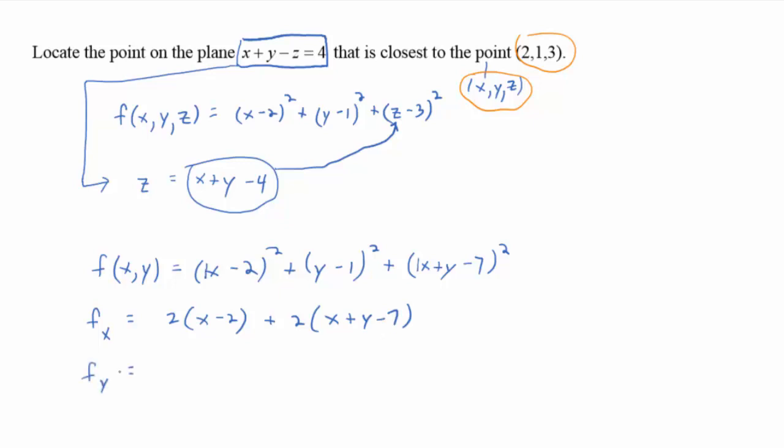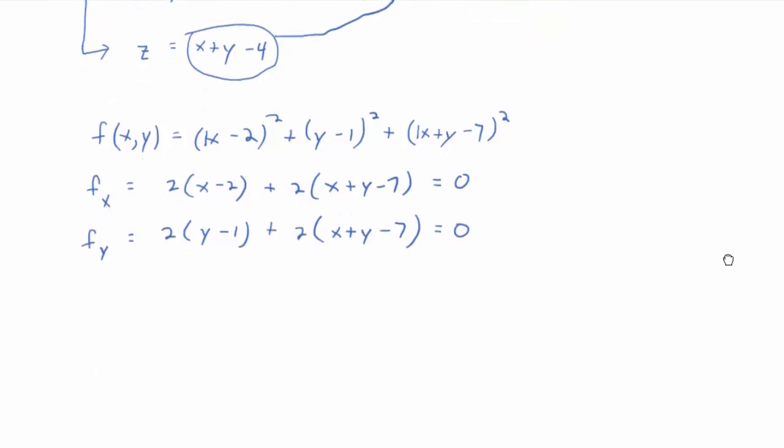F sub y. Help me out with that. 2 times y minus 1 plus 2 times x plus y minus 7 again. Okay, and then what do we do with these two? All right, so we get a system of equations here. Set this equal to 0. And then, what's the easiest way to solve that? Okay, it's just a linear system, isn't it? This isn't like the kind of equations you're getting in the next section.